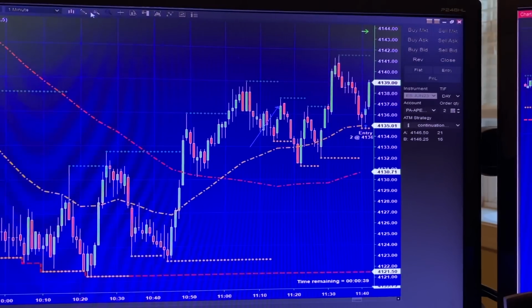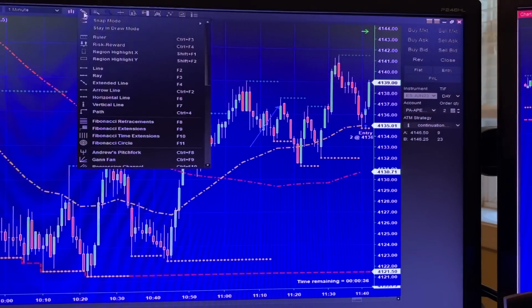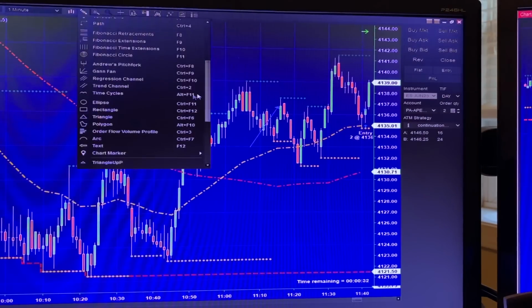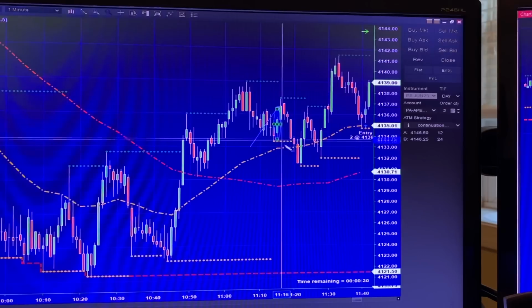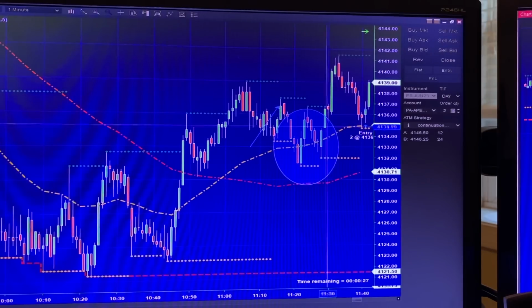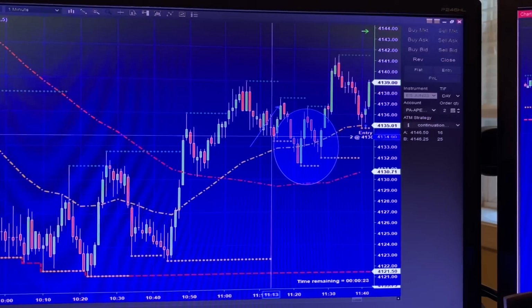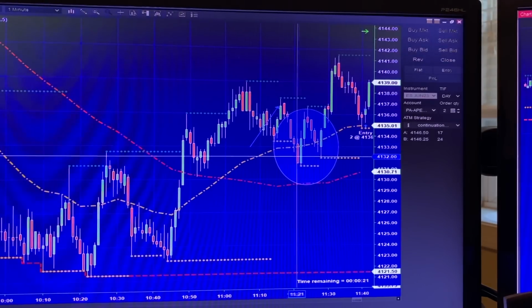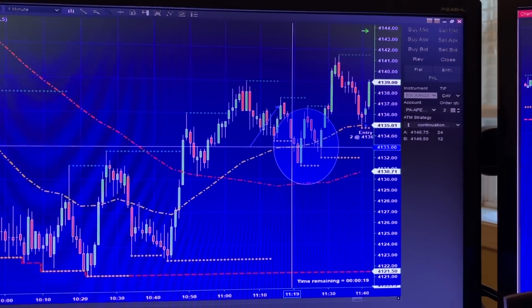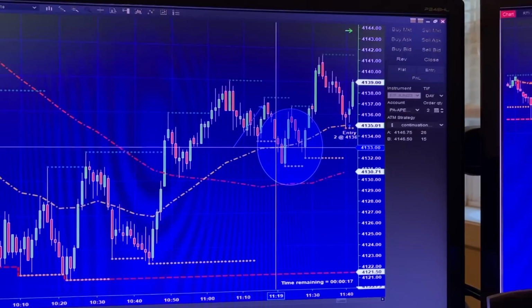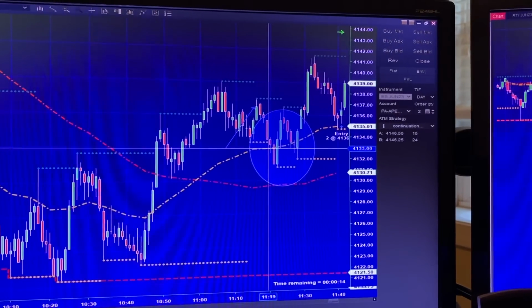So this whole area right here is still attempt 1, okay? But I wouldn't take attempt 1 because we broke this pivot on the pullback, okay? I can't make it any clearer. If you have to question it, okay, then don't take it.